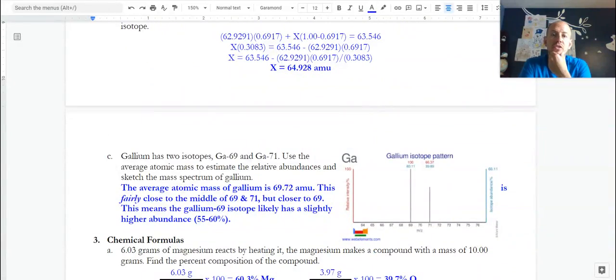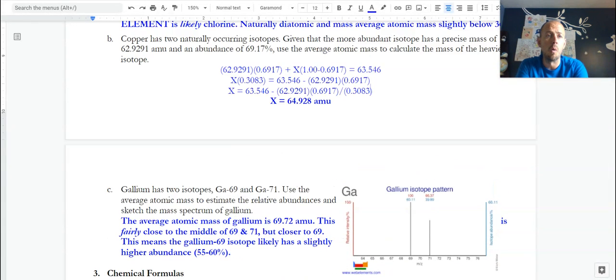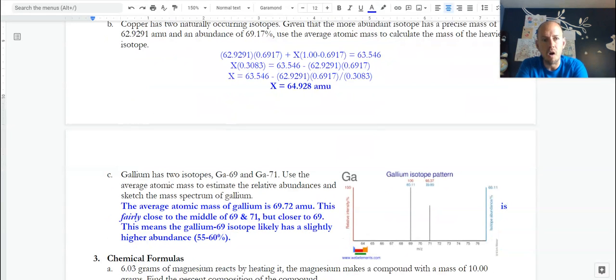Here, gallium has two isotopes, 69 and 71, and more than just doing the exact math or interpreting a graph, we can also use the periodic table to estimate and interpret relative abundances. Gallium has an average atomic mass of 69.72. That's pretty close to the middle between 69 and 71, but not exactly. If the average mass came out to exactly 70, we would know we had a 50-50 mix. So we have slightly more of that gallium 69 than the 71.